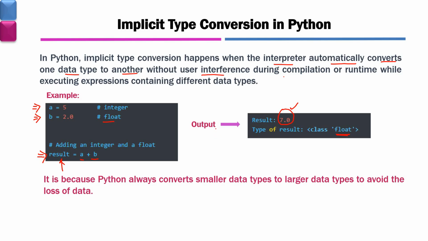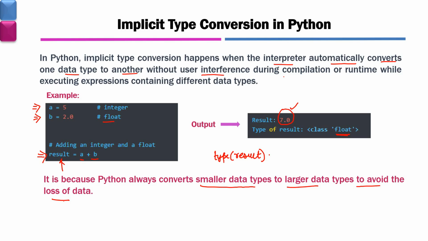You can also verify that. If you type result, it will tell you that this belongs to class float. Now, why is it doing this? Because Python always converts smaller data types to larger data types to avoid the loss of data. You can ask me why Python converted the integer to float but not vice versa, that is, float to integer. Because it is avoiding loss of data by converting smaller data types to larger data types. That is the implicit type conversion in Python.